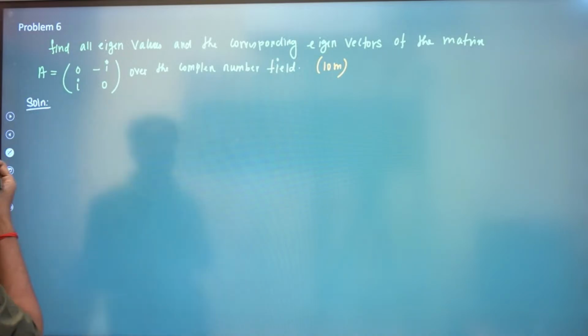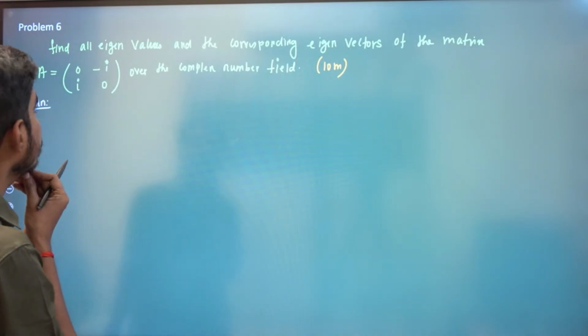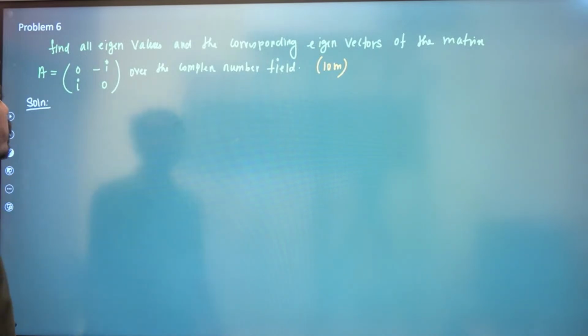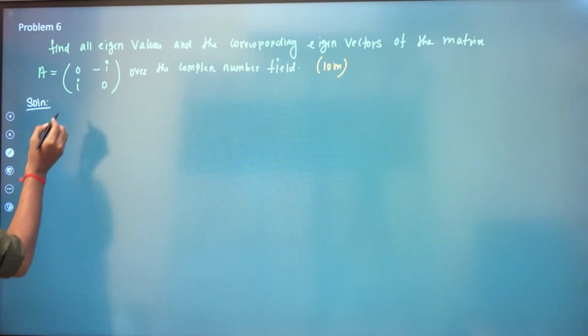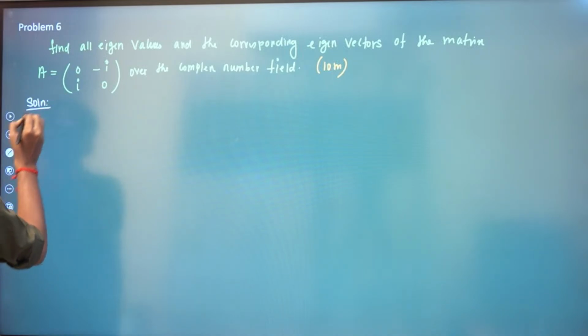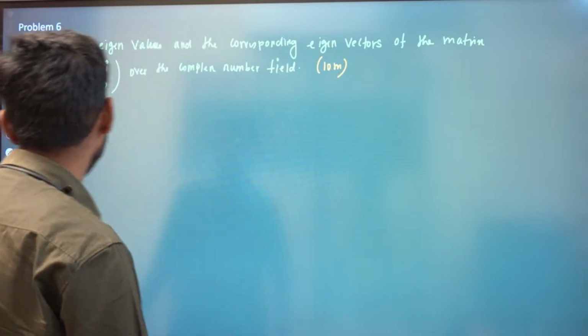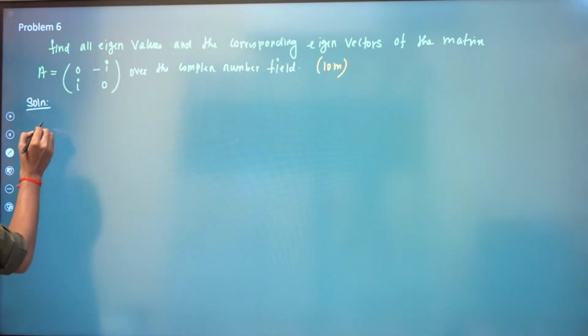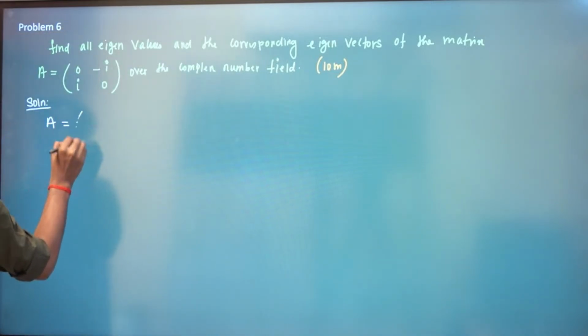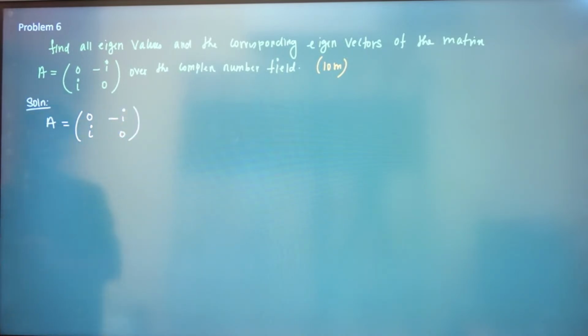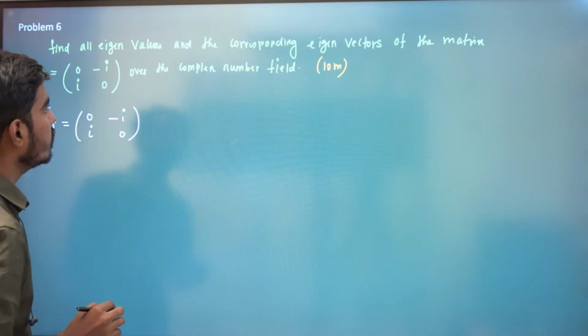Find all eigenvalues and corresponding eigenvectors of the matrix A, which is given by [0, -i; i, 0], over the complex field. So first we will find the eigenvalues, and then we will find the eigenvectors for the corresponding matrix. Okay. So A is equal to [0, -i; i, 0]. So we will find the eigenvalues.